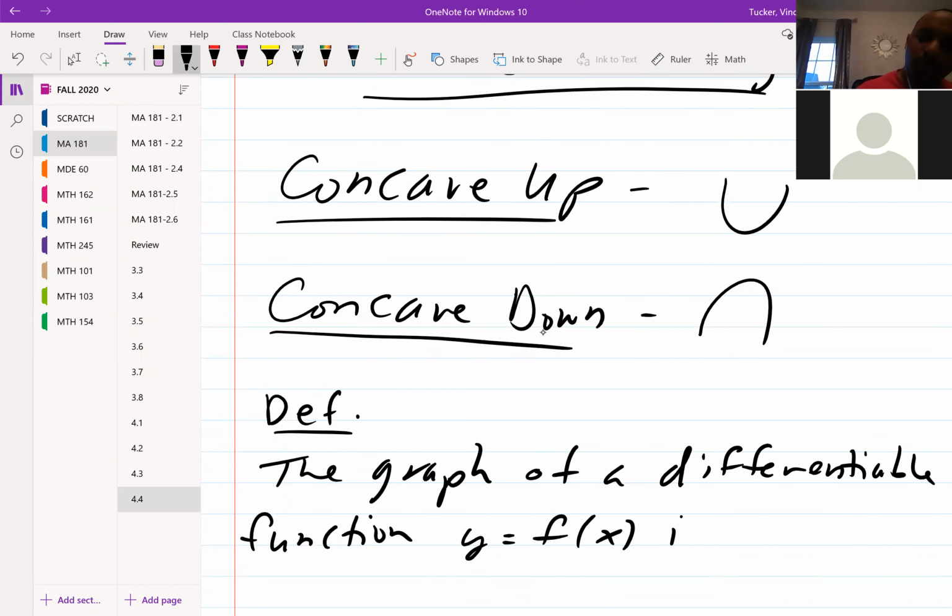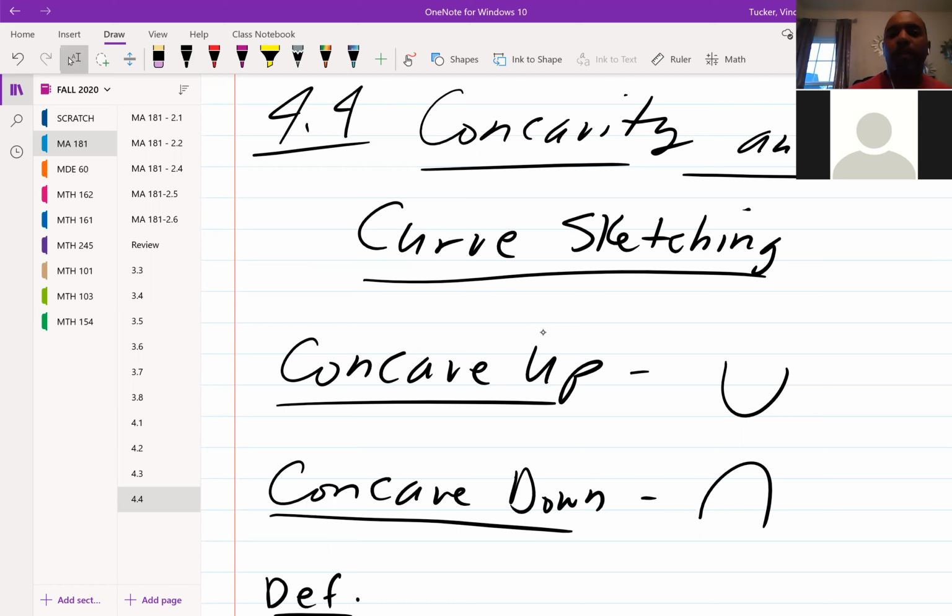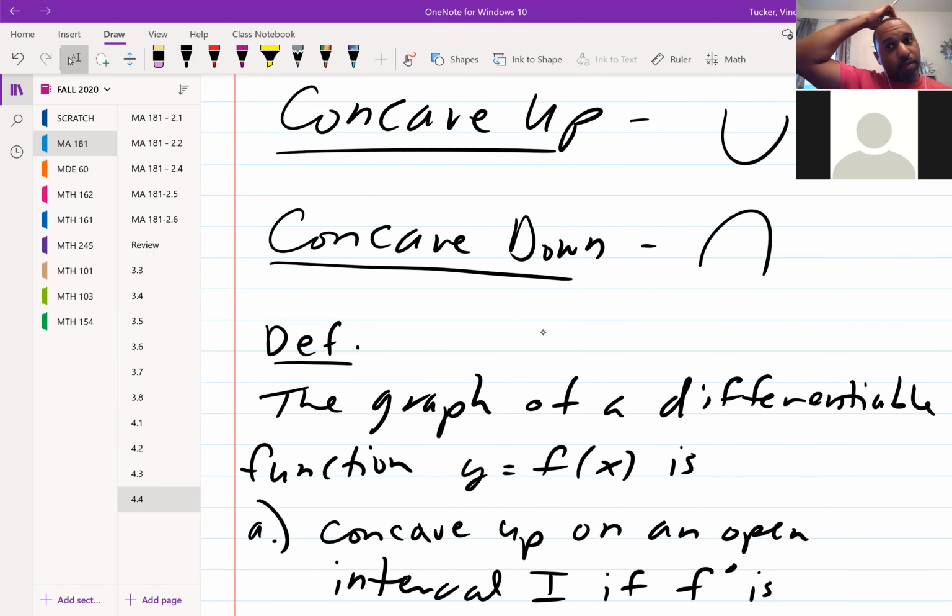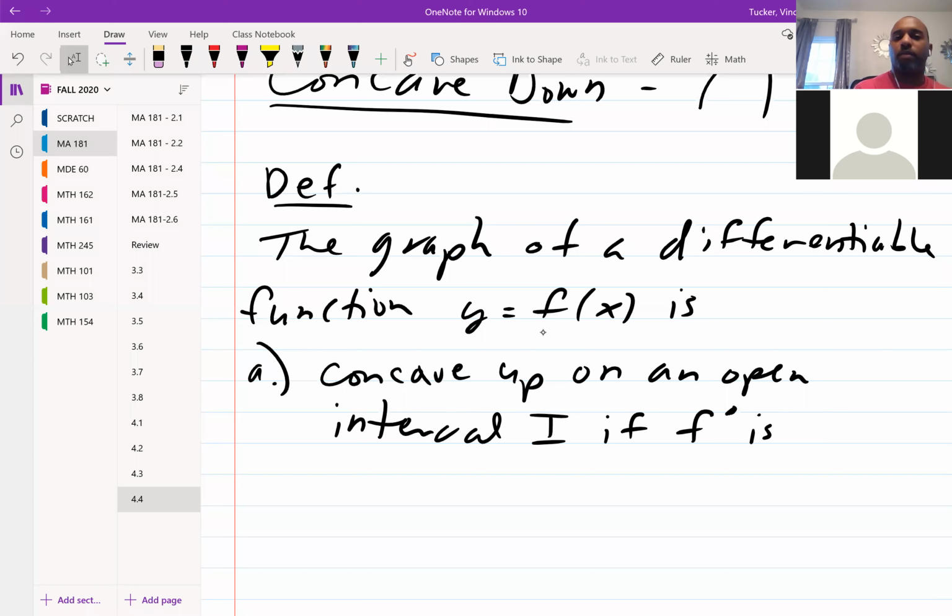Okay, I didn't want to go down too far before I read off what we were looking at. We were looking at concavity and curve sketching. So concave up is when it creates that U-type shape. Concave down is when it's upside down. So the definition is what we're looking at.